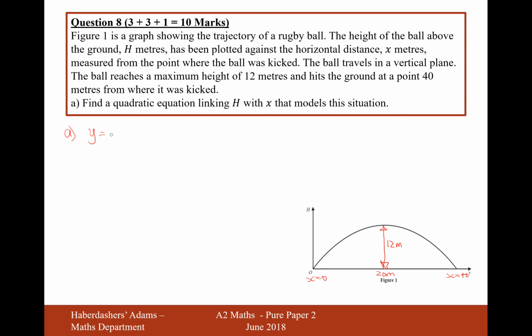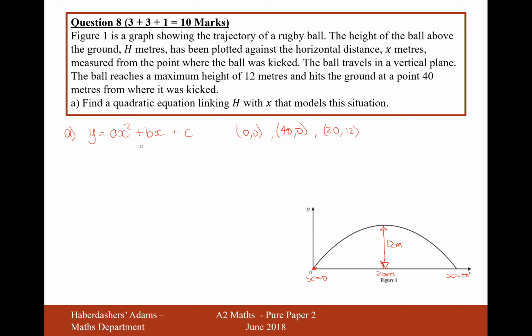Okay, so a few ways of doing this. The first way, and the way that I'm going to do it, is just by setting up y equals ax squared plus bx plus c, the standard quadratic equation. Now I know that the curve goes through the point (0, 0). I know it goes through the point (40, 0). And for the maximum point, I also know it's going to go through (20, 12).